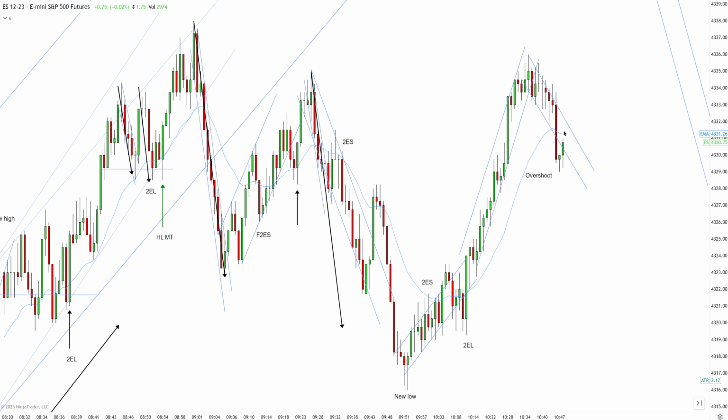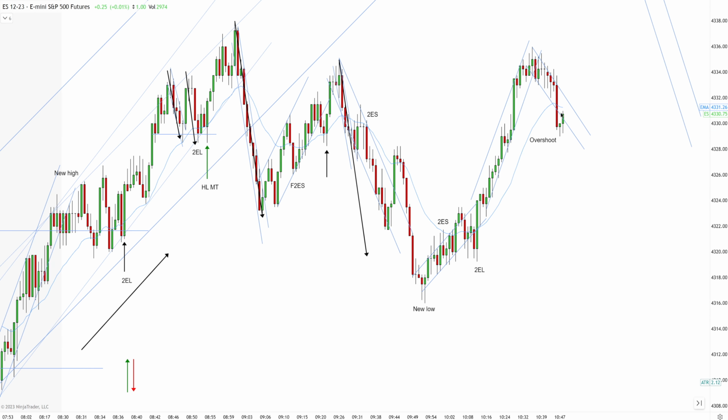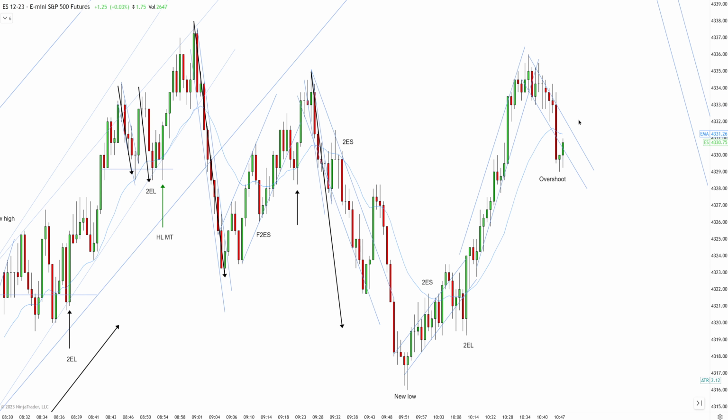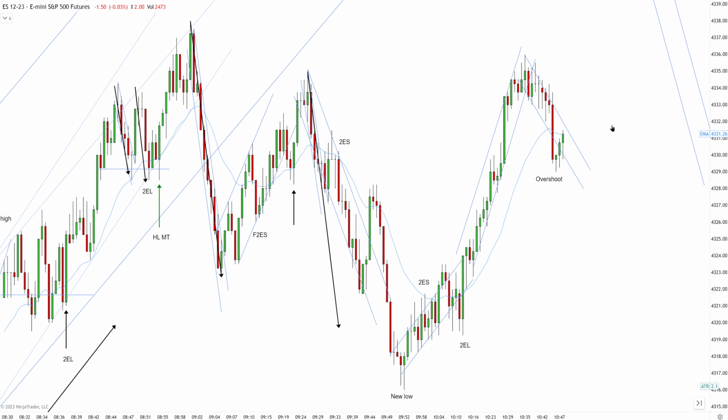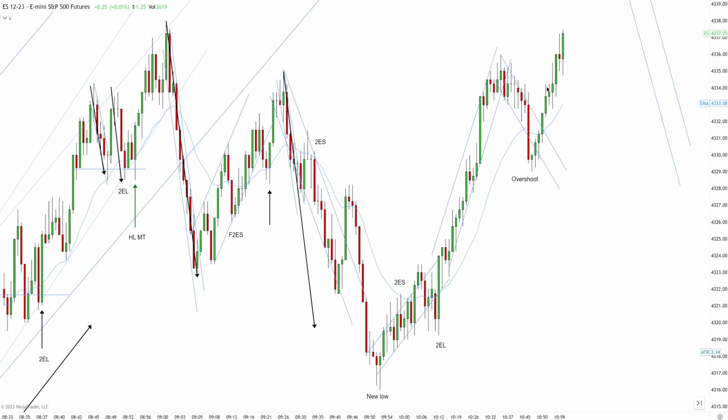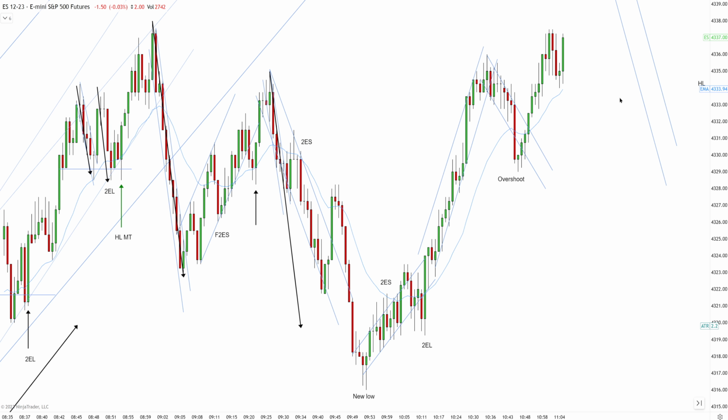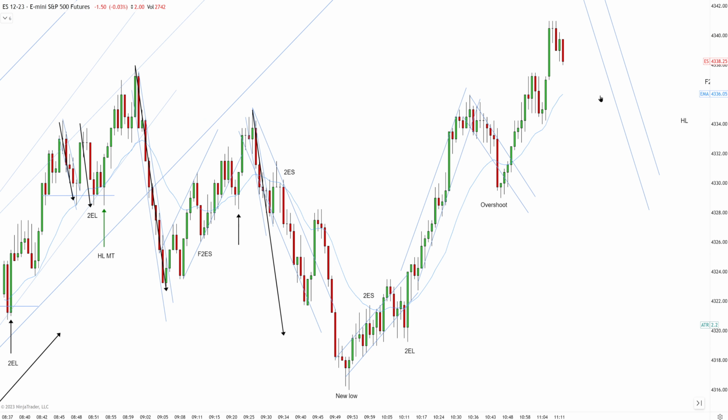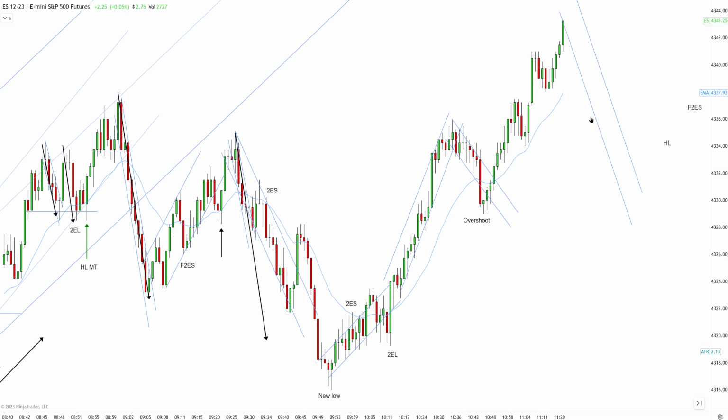Okay, we have a pullback, but EMA is not rejecting, so I cannot go long. There is no setup. I'm enjoying the downtrend that has an overshoot. So what's going through my mind? I'm expecting a new high. I'm bullish. I want to see the gap filled, so I want to see a push above EMA. I want to see a high low, preferably a failed second entry short. And nothing is forming. Nothing touching the EMA. The market is just rocketing higher. So unfortunately, we cannot really take any good setup here.